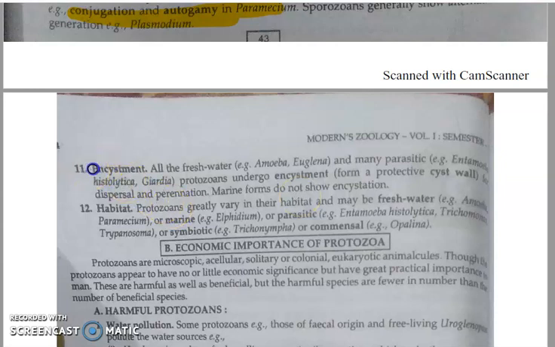Encystment is an important feature that is exhibited by members of protozoa. The freshwater protozoans and parasites undergo a process of encystment. That means the organism forms on its outer surface a kind of wall known as the cyst wall. So formation of this cyst wall around the body is known as encystment, and it occurs during the period of dispersal or perennation. Perennation means to tide over the unfavorable conditions. As soon as the favorable condition returns, the cyst wall gets dissolved, and that process is known as excystment.